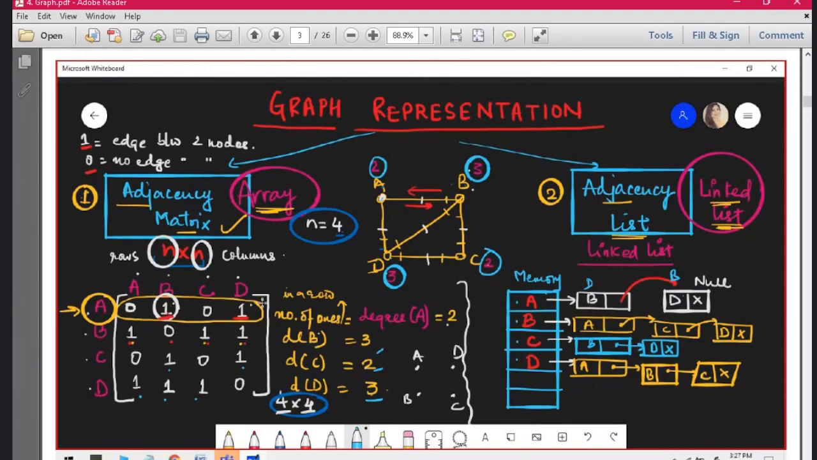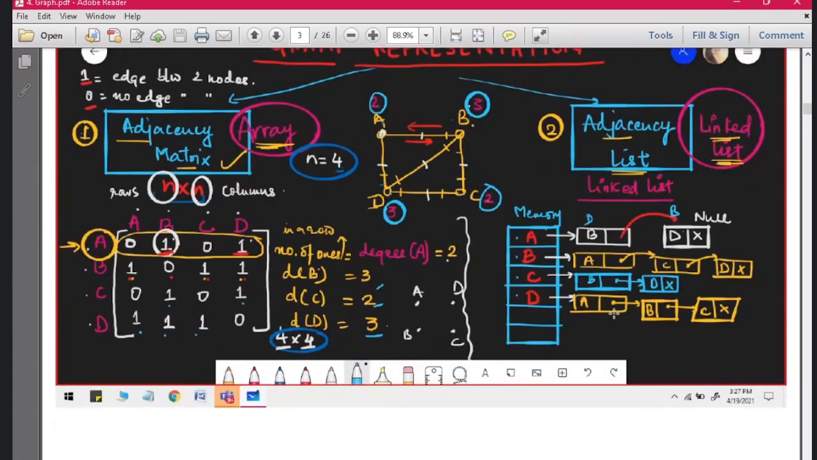So A is connected to B and D, so I am creating a node, and I am storing the address of B in the next part of A. Similarly, the next part of B will store the address of the other node D, and this is not storing any address, so it will be null. Similarly, the neighbors of B are A, C, D. You can store them in any order in a linked list, there is no issue. So B's next part will store the address of A, A's next part will store the address of C, and C's next part will store the address of D, and the last will be null. Similarly, you can store the information of C and D. So this is how we represent it in a linked list.